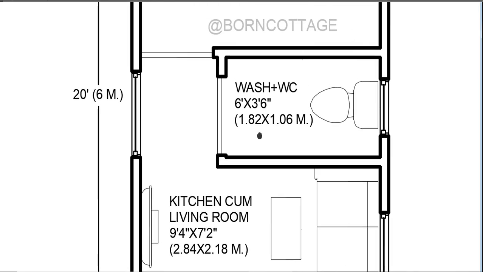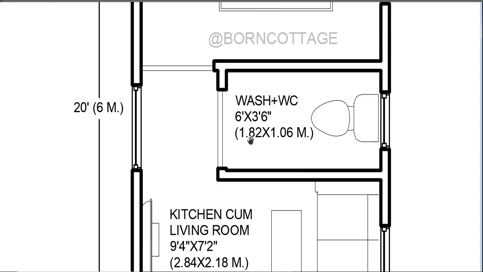So we have a common washroom plus water closet here. The size of the washroom is 6 feet into 3 feet 6 inches, in meter 1.82 into 1.06 meter. You can see here the water closet arrangement and also the shower arrangement. For ventilation we have a ventilator for this washroom. After that we will go inside.